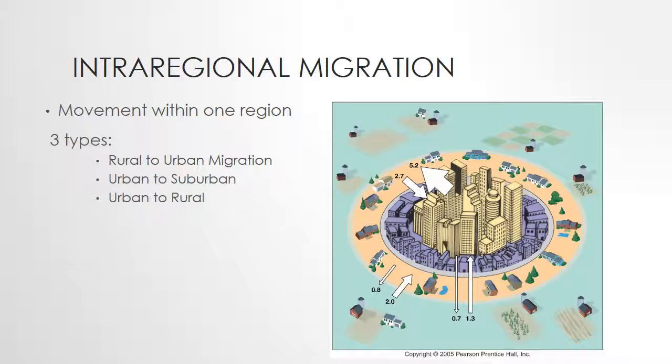The second type is urban to suburban, and this is more of a lifestyle choice. If they want to live in a big house with a backyard, and they don't want to feel crammed in the city. And urban to rural, it's if somebody just wants to get away from the city and start growing their own crops.